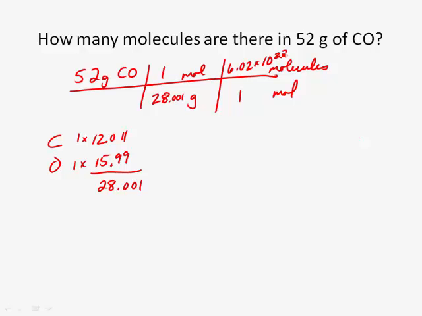So 52 divided by 28.001 times 6.02, 10 to the 23rd. So that gives me 1.1 times 10 to the 24th molecules of carbon monoxide.